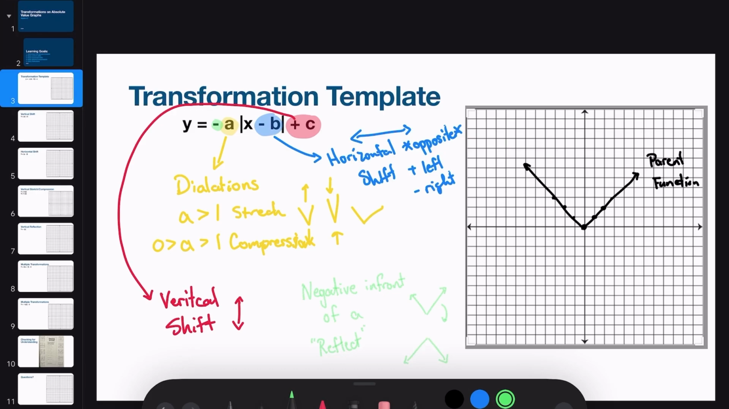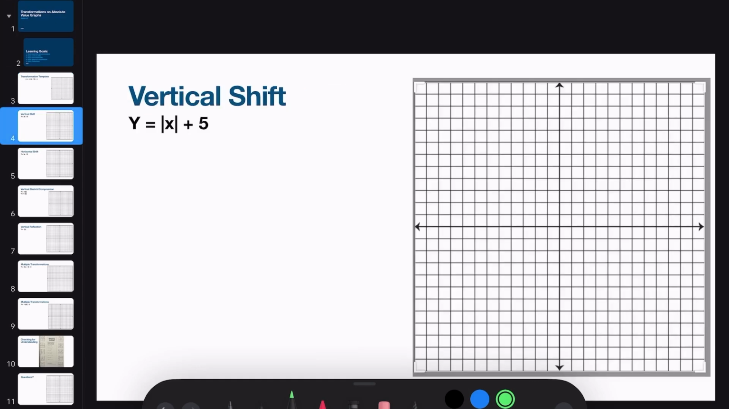So let's go through a couple examples. We're going to go one piece at a time, but this transformation template is just the general idea of what we're up to. So let's first do a vertical shift. What I want you to do, though, every time you do these problems is please, please, please sketch your parent on it so you know what your original function, your parent function is. That is your y is equal to the absolute value of x is your parent.